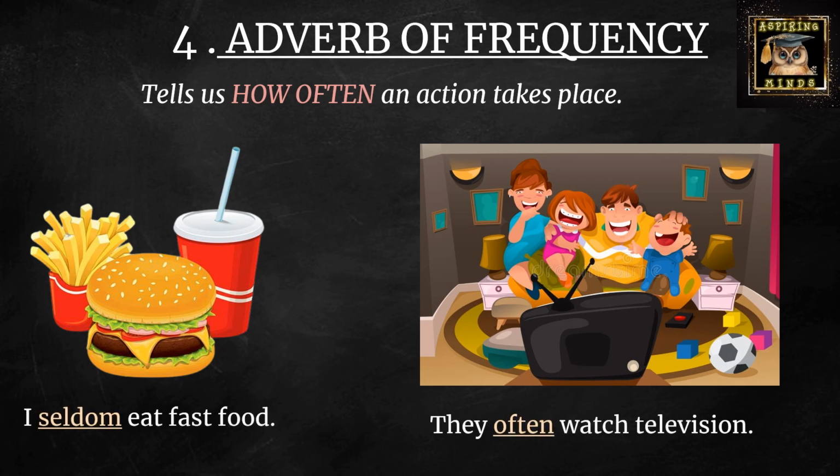The fourth type is adverb of frequency. It tells us how often an action takes place. Look at the first example. Now that food looks really yummy, but I don't know how many of us are actually allowed to eat all this on a regular basis.